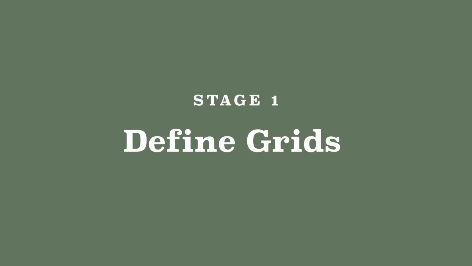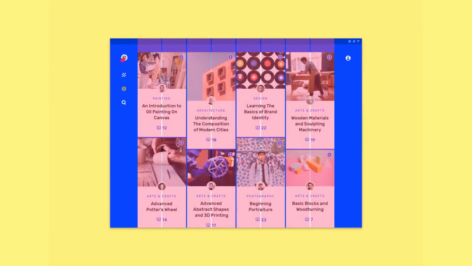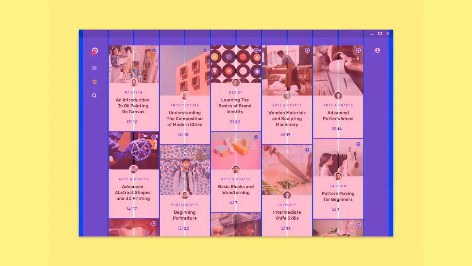Number 1. Define grids. Grids are the basic layout in which your design would function on multiple screens. Defining grids will give your project a structure and first level of consistency across various modules.